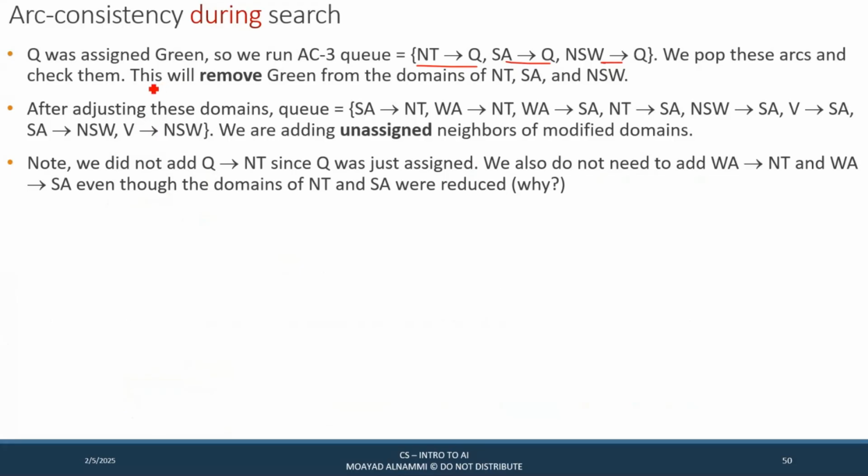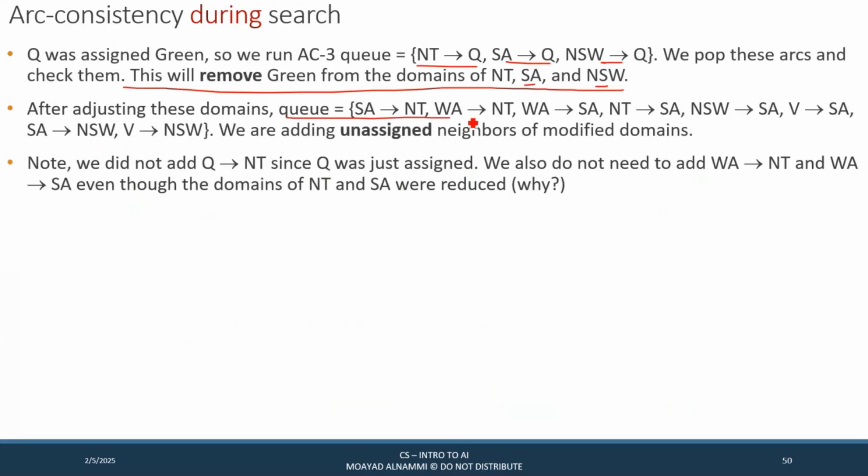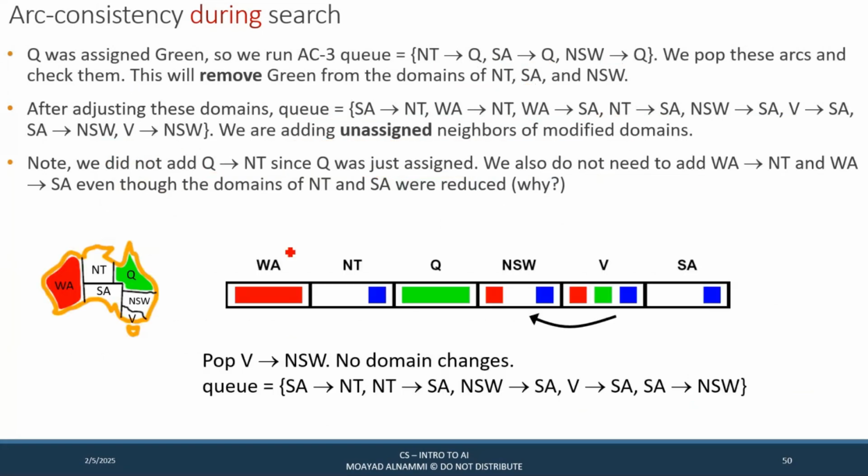We can pop these arcs and check them. This will remove green from the domain of NT, SA, and NSW, meaning, if you check the arcs that we just talked about, it'll remove these domains. So it'll remove green from NSW, it'll remove green from SA, and it'll remove green from NT. And that's it. There's no more remainder. You can re-add the arcs, right? After adjusting domains, you will re-add the arcs of unassigned neighbors. We did not add Q goes to NT since Q was just assigned, right? You are just going to add the unassigned neighbors. That's it. This is my current situation with the queue.